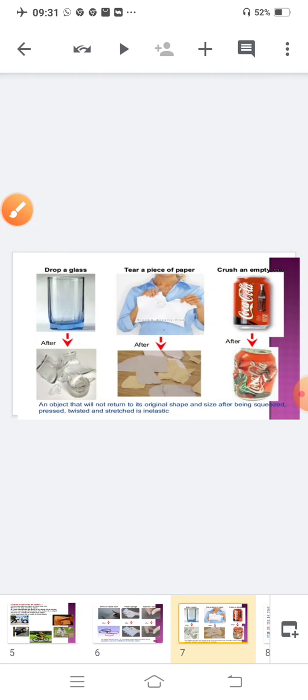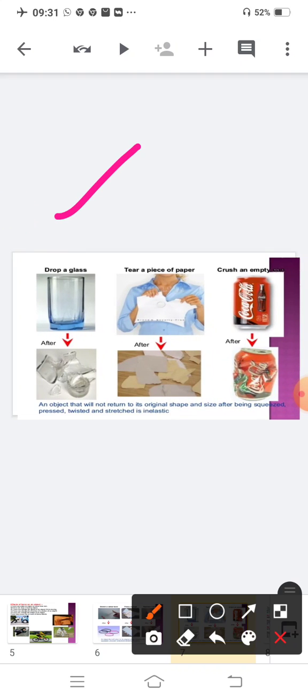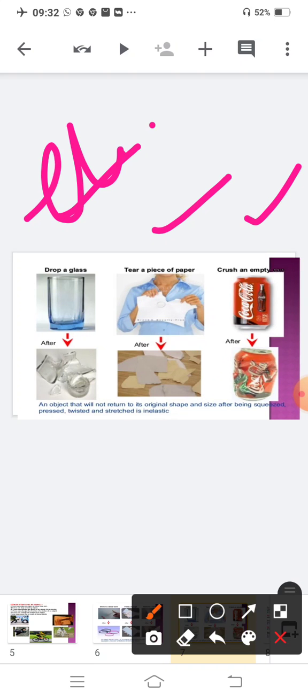Drop a glass, it will break. Tear a piece of paper. Crush an empty can. After that, they will not regain their original shape because these objects do not show the property of elasticity. So they are inelastic. Is this clear?